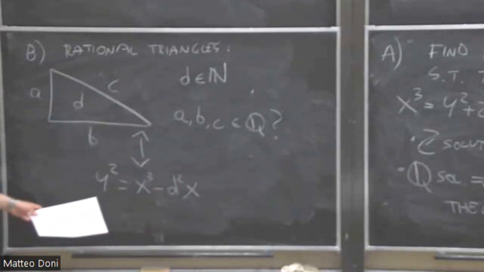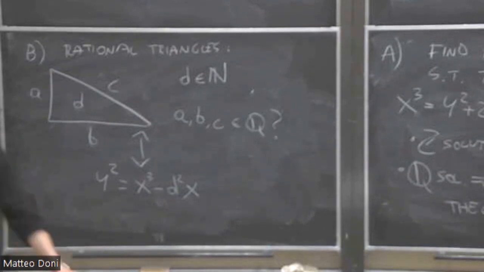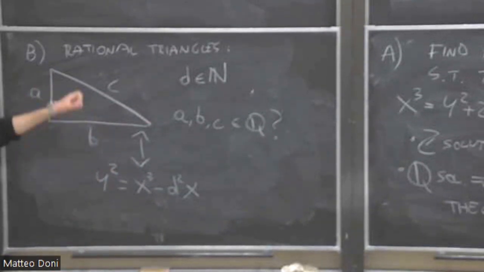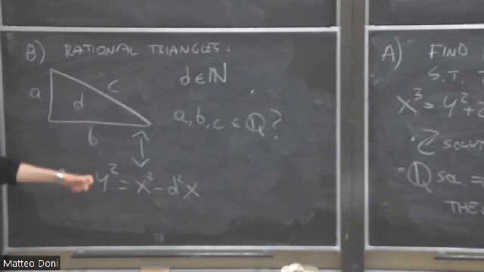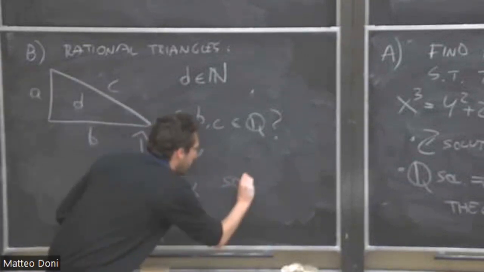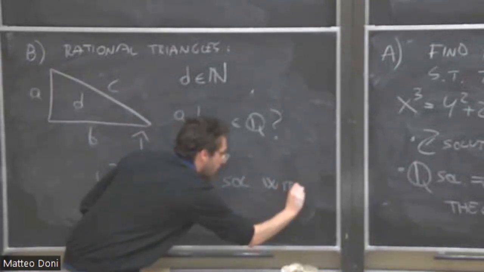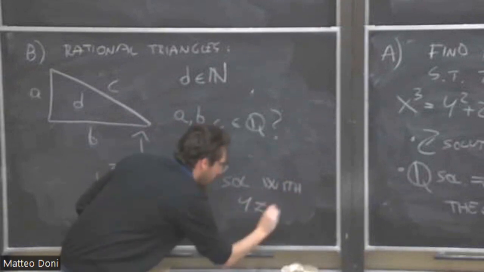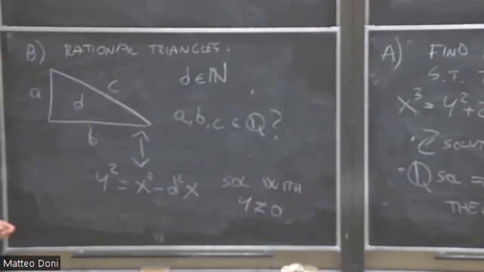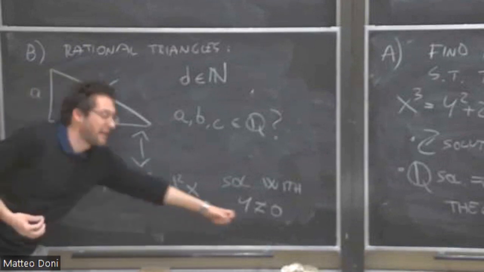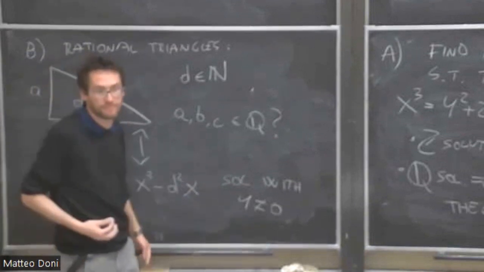y squared equals x cubed minus d squared x. And in particular, you can find rational triangles if and only if you can find solutions of these which have y coordinate different from 0. So you do not just need to have a solution, but also a solution like this.